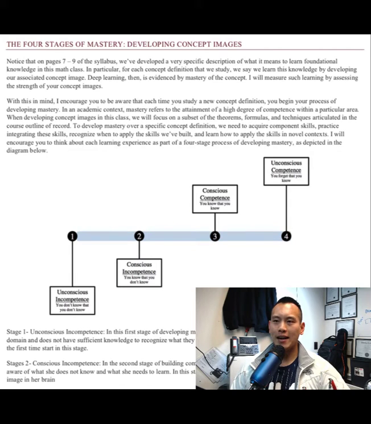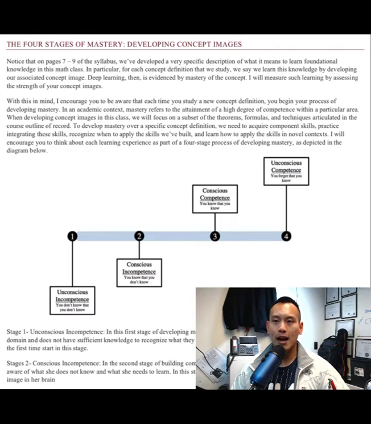The 4 Stages of Mastery, Developing Concept Images. Notice that on pages 7 through 9 of this syllabus, we've developed a very specific description of what it means to learn foundational knowledge in this math class. In particular, for each concept definition that we study, we say that we learn this knowledge by developing our associated concept image. Deep learning, then, is evidenced by mastery of the concept. I will measure such learning by assessing the strength of the concept images.